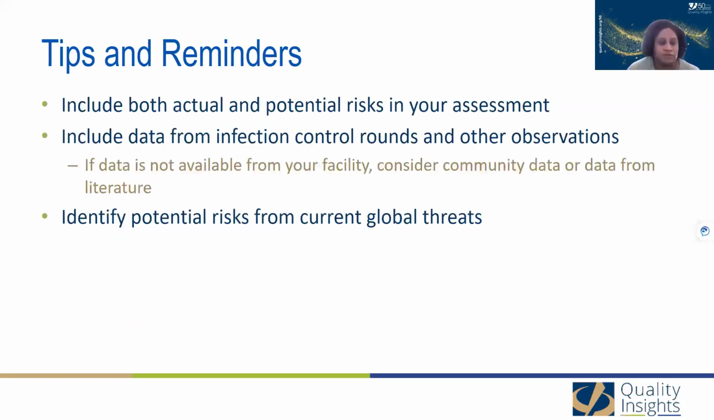Just some tips and reminders when compiling your list of risks. Make sure to include both actual and potential risks in your assessment, and also include data from infection control rounds and other observations. If you want to include something, but the data is not available from your facility's records, consider implementing some community data into your assessment or data from literature as potential risks. And also identify potential risks from current global threats. If there's a novel virus or something that's going around, make sure to include that as well.